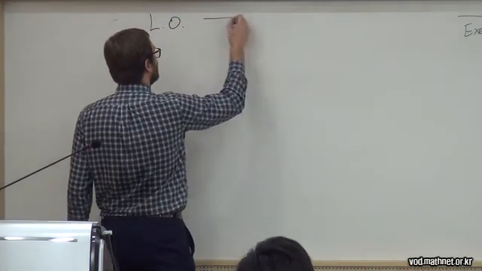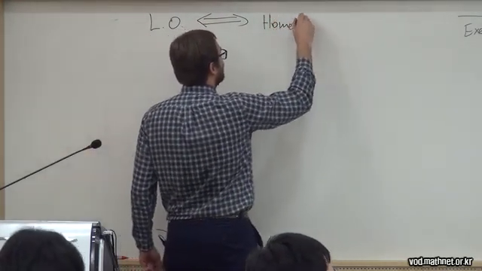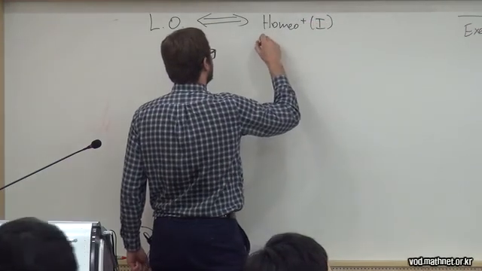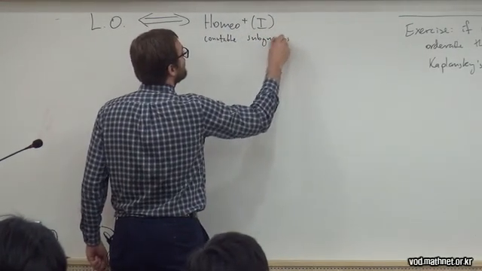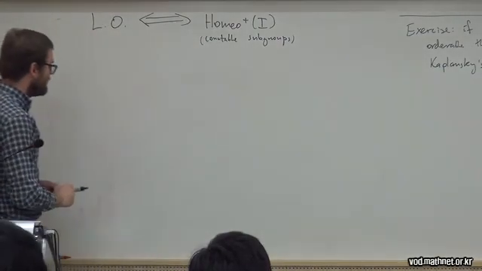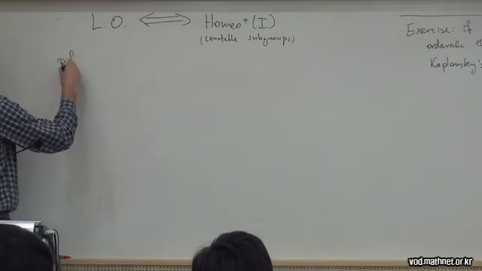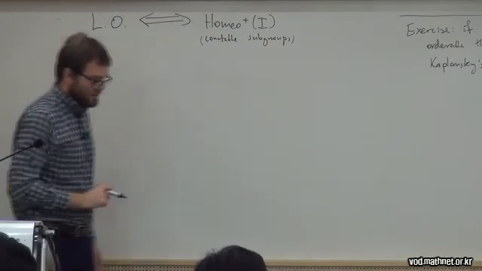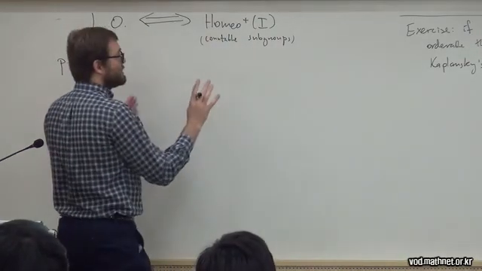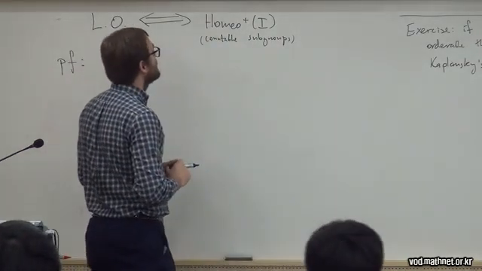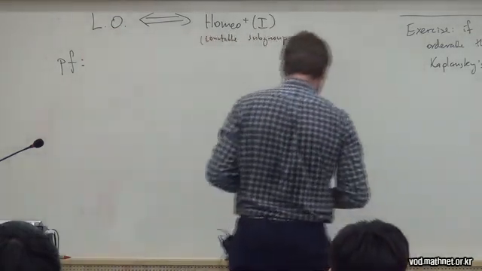Left orderability and Homeo plus of I, I should say countable subgroups. Okay, so let's first make a certain simplification. First I want to use some sort of algebraic properties of the target space. So I'm going to replace I by the real line.